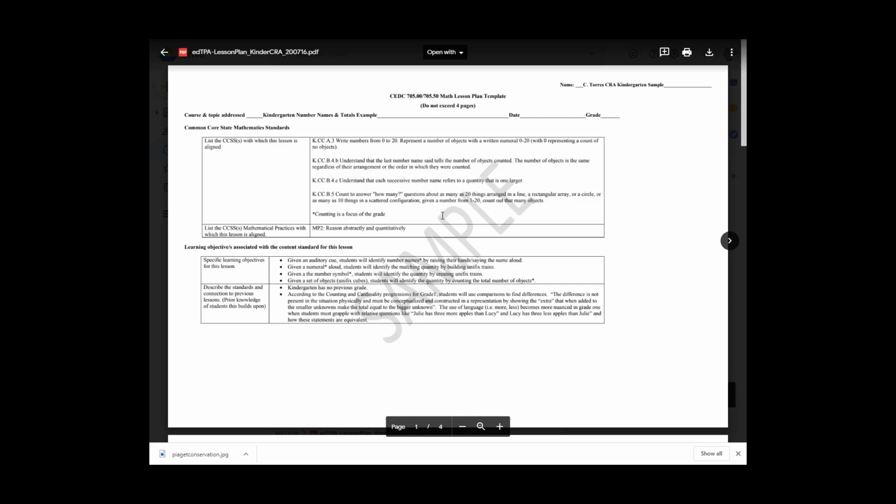Here in the first section, I have my Common Core State Standards, and this is exactly what was in the slide that I created. Here it asked what mathematical practices were aligned with this lesson. It was just MP2. Here it asked for the specific learning objectives. I had already done that and looked at writing these specific learning objectives that were discussed in the assessment.